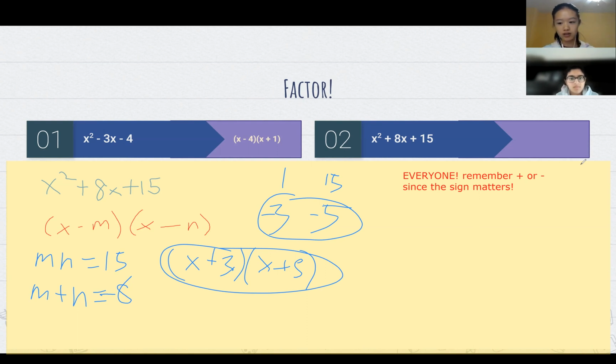Why not positive? Wait, what thing positive? The roots wouldn't be positive because then this wouldn't multiply to... because if the roots were positive, then you'd have something like x minus 3 times x minus 5, and then the coefficient b, so the coefficient of x, would not be 8, it would be negative 8.